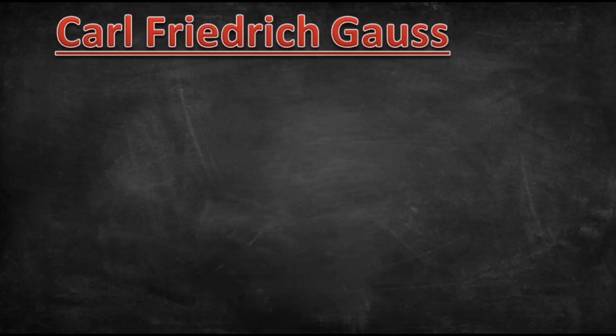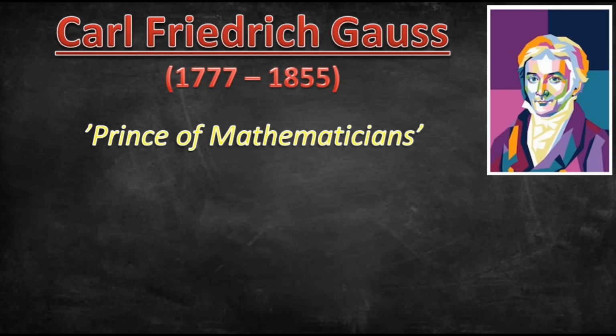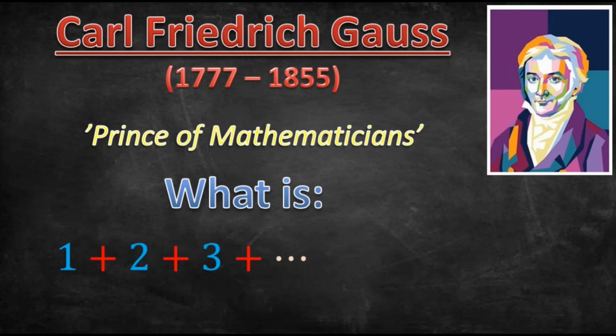Carl Friedrich Gauss was a German mathematician and physicist who lived from 1777 to 1855. Because of his numerous contributions to mathematics, he is by many people regarded as the best mathematician who ever lived, and is often referred to as the Prince of Mathematicians. Gauss was a child prodigy, and when he was 10 years old, his class teacher asked him the following question: what is the sum of the first 100 positive integers? In other words, what is 1 plus 2 plus 3 plus all the way up to 100?